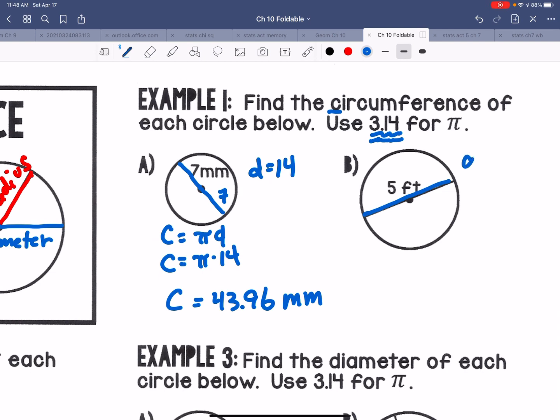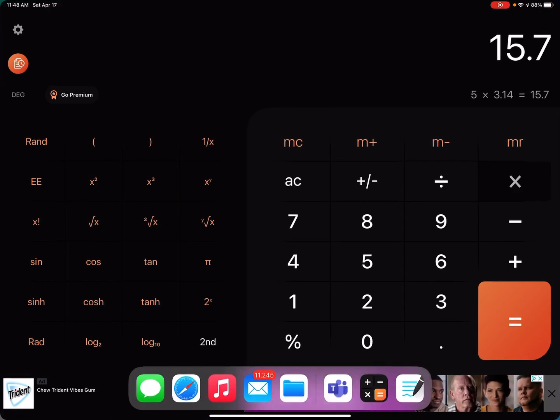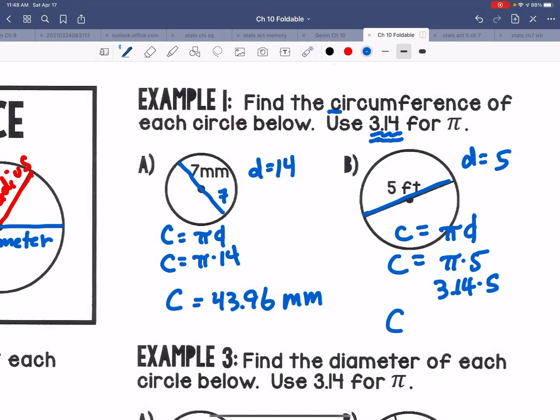Now here they started off giving us the diameter is 5. So the circumference is pi times the diameter. So the circumference is pi times 5, or 3.14 times 5. So checking with our calculator, 5 times 3.14 is 15.7 feet.